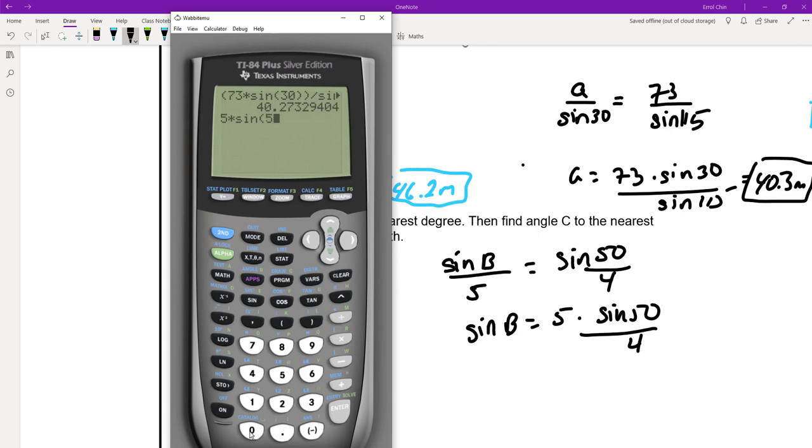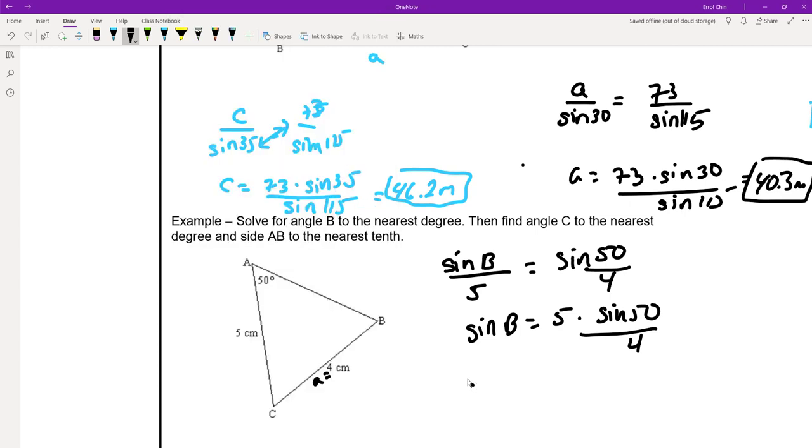50. And then divided by, because the calculator automatically will do the multiplication first, okay? Divided by 4. Now, it says it's 0.9575555, but that's not an angle. That's only a ratio, all right? So how do I find the actual angle?